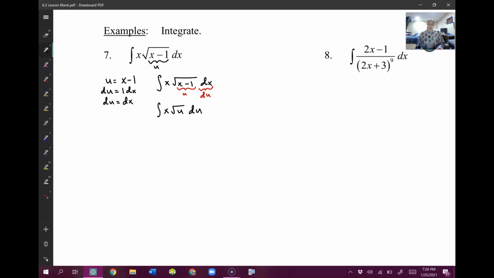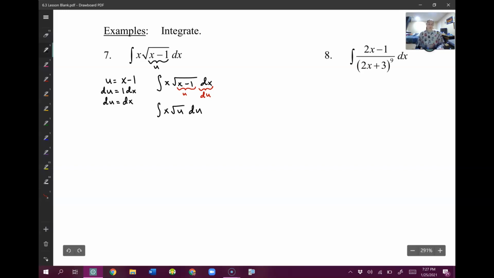Now, are you starting to see our problem? This du tells us the language we're speaking in. So this whole integral should be in the language of u's. Only have u's in it. But it doesn't. There's an x there. So I cannot integrate this yet.